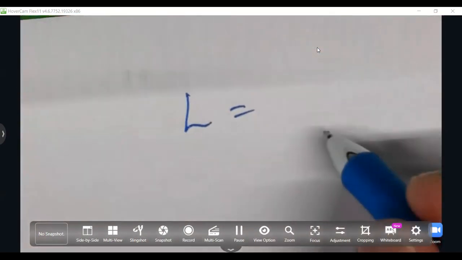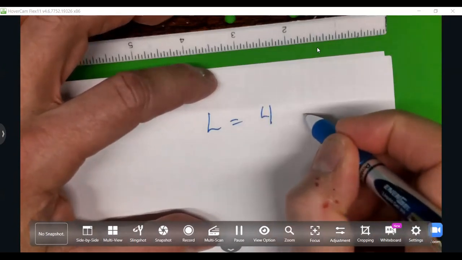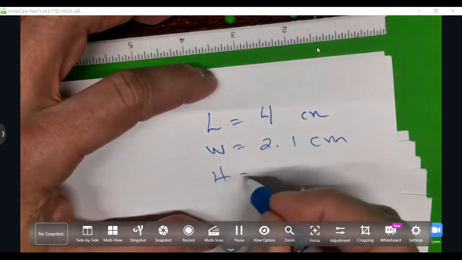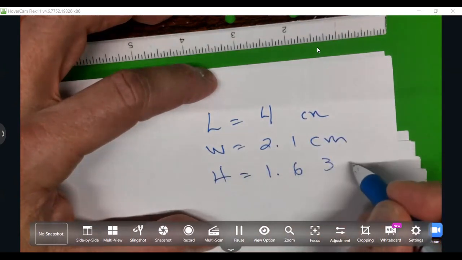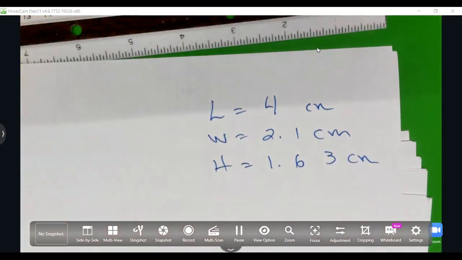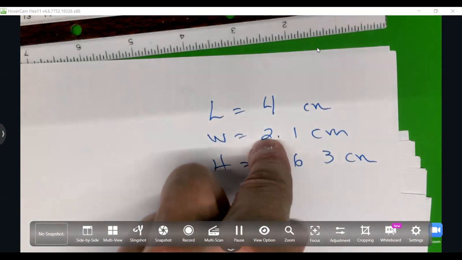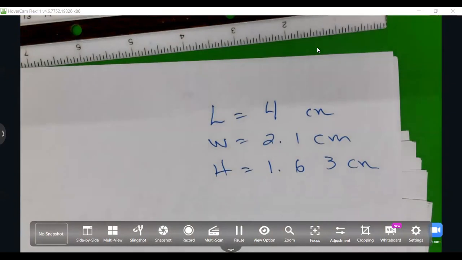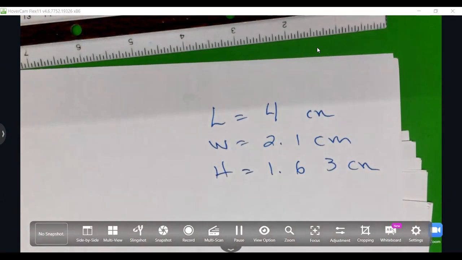Length 4 centimeters. My width is 2.1 centimeters, and my height is 1.63 centimeters. I'll get numbers like this, and I'll write in, did you change rulers? If you are using the same measuring device, the precision, the decimal places need to be exactly the same. Does that make sense? So when you do lab next week, make sure this is what you're dealing with if you're using the same device.